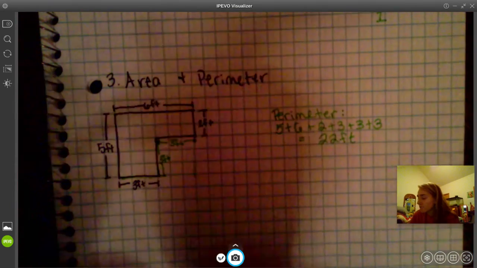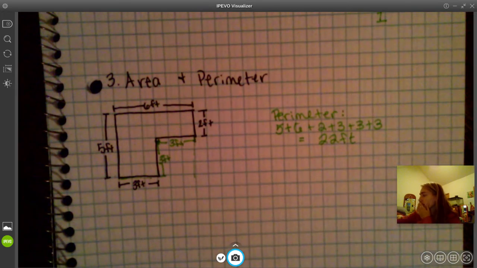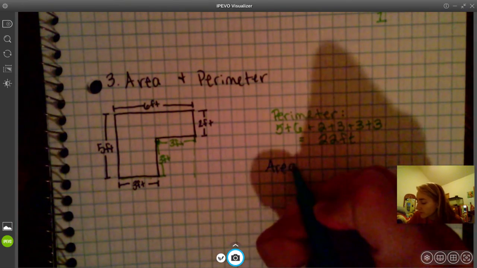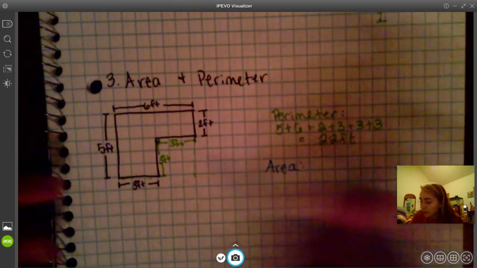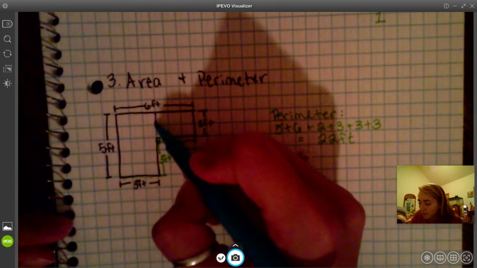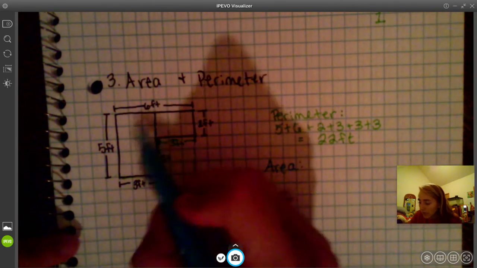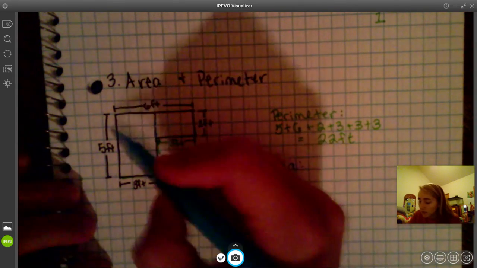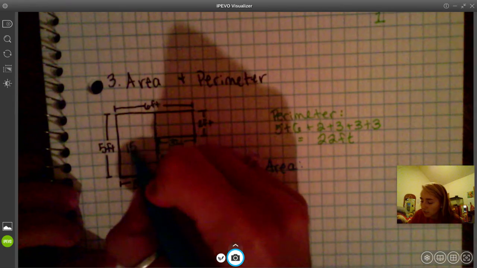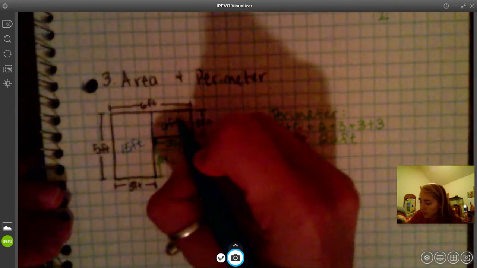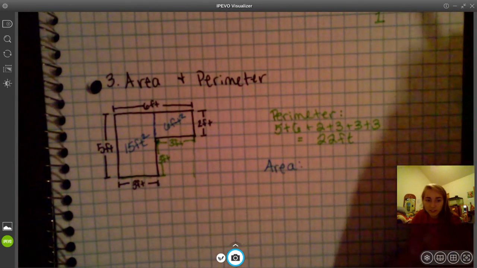Okay. Now for area, I'm going to break up my shape a little bit. There are 2 different ways you can find the area, and I'm going to show you both. For the first one, I'm going to break up the shape. I'm just going to cut it right here, because then I notice that I have 2 different rectangles. I have this big rectangle, which is 5 by 3, and a rectangle's area is base times height. So I've got 5 times 3, which is 15, and I've got 3 times 2, which is 6. And they're both feet squared because it's an area.